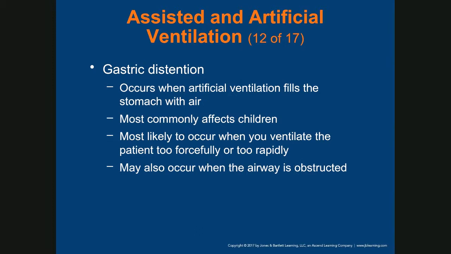Gastric distension. This is what we need to avoid, right? Gastric distension occurs when artificial ventilation fills the stomach with air. It most commonly affects children, but it can happen in your adult patient, right? You can see it in adults. It is most likely to occur when you ventilate the patient too forcefully or too rapidly. It may also occur when the airway is obstructed.